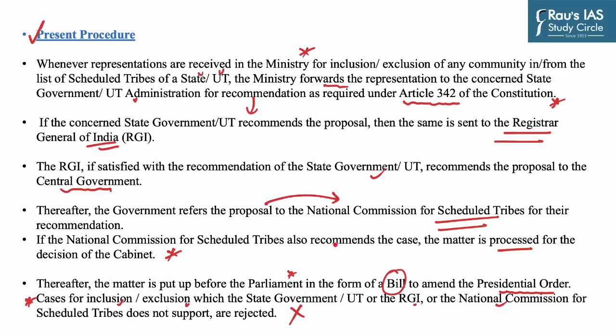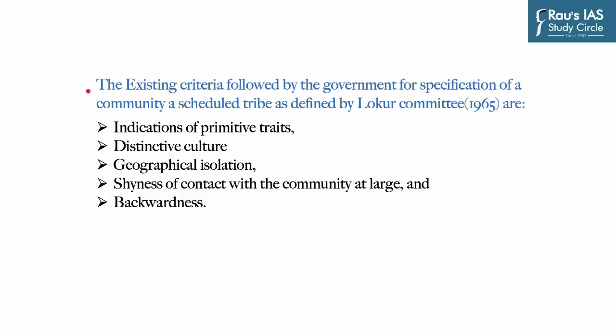So as you know, the news is about the obsolete criteria. So let us understand what it is. Now the existing criteria followed by the government for specification of a community as a scheduled tribe is defined by the Lokur Committee that gave its recommendation in 1965, and which are as follows. That the community must reflect indication of primitive traits. It must have a distinctive culture. It must exhibit characteristics of geographical isolation, shyness of contact with the community at large, and backwardness.